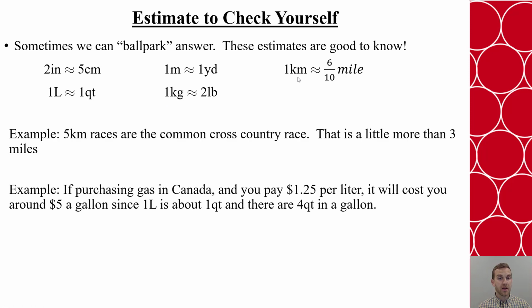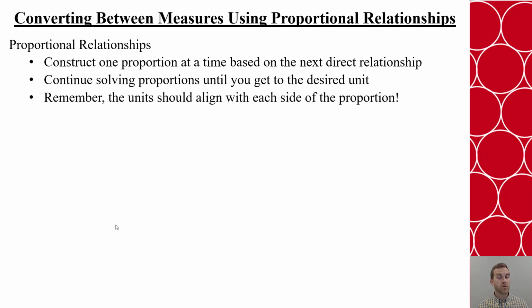If you hear a lot about 5-kilometer races, that's a very standard race for cross-country running. That's about 3 miles, and it's actually a little more than 3 miles, but it's close to it. And if you had to go to another country like Canada and you pay per liter, say if you paid $1.25 per liter, you would know that would be about $5 for a gallon of gas, since a liter is about a quart.